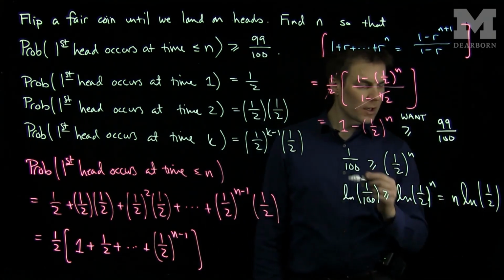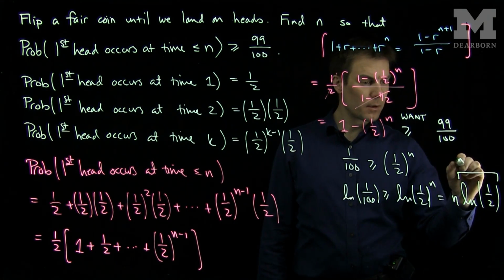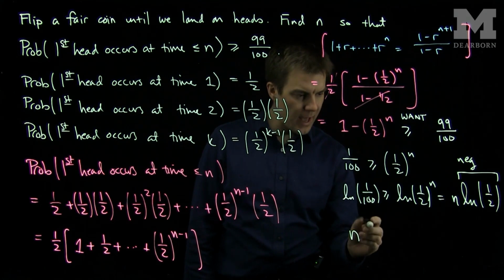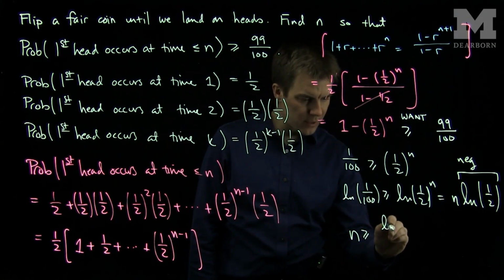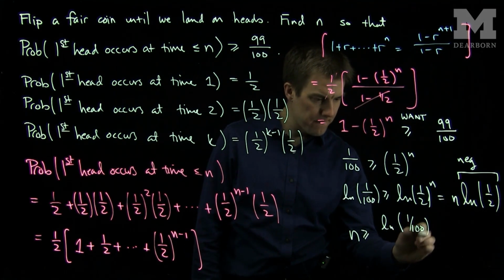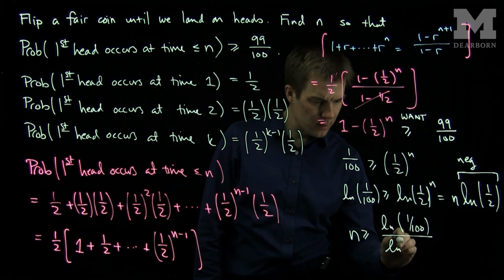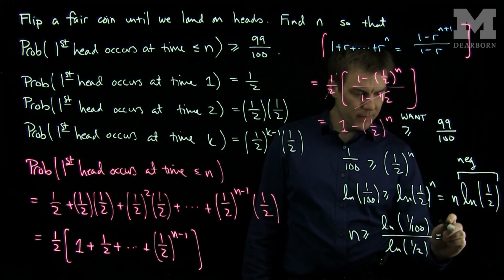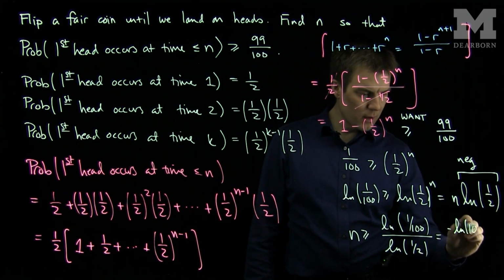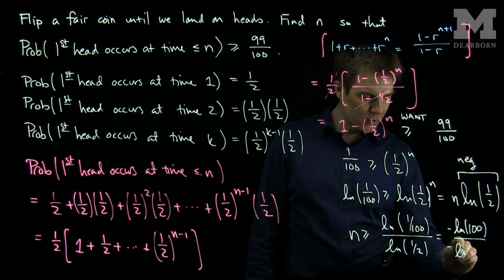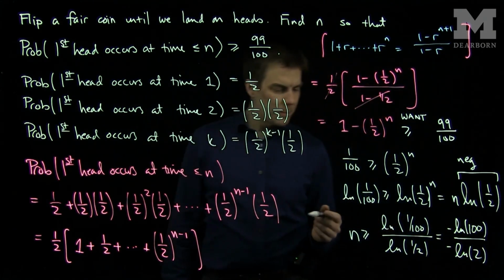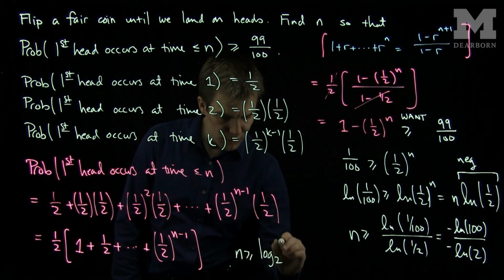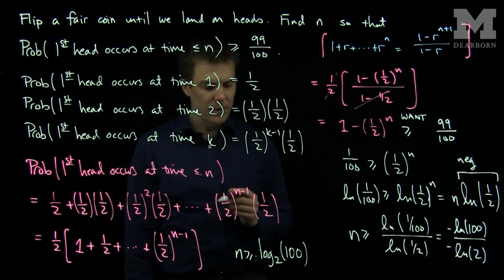And now the natural log of 1/2 is a negative number. So when I divide by this, I'll have to change the sense of the inequality. So that will tell me that n is bigger than or equal to the natural log of 1 over 100 over the natural log of 1/2, which we can simplify a little bit as negative the natural log of 100 over negative the natural log of 2. And by the change of base formula, we see that if n is bigger than or equal to the log base 2 of 100, then this will work.